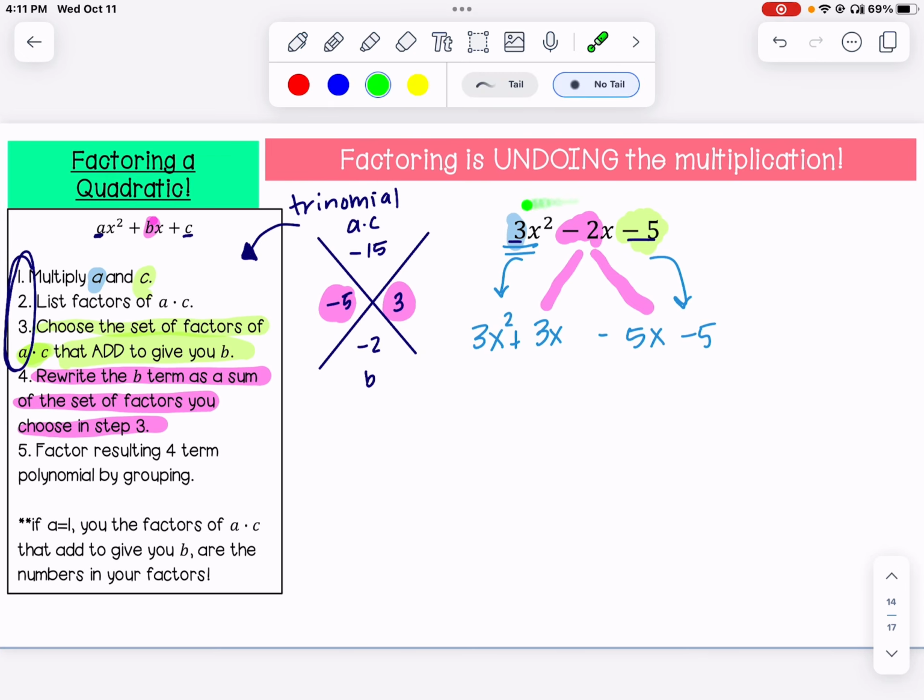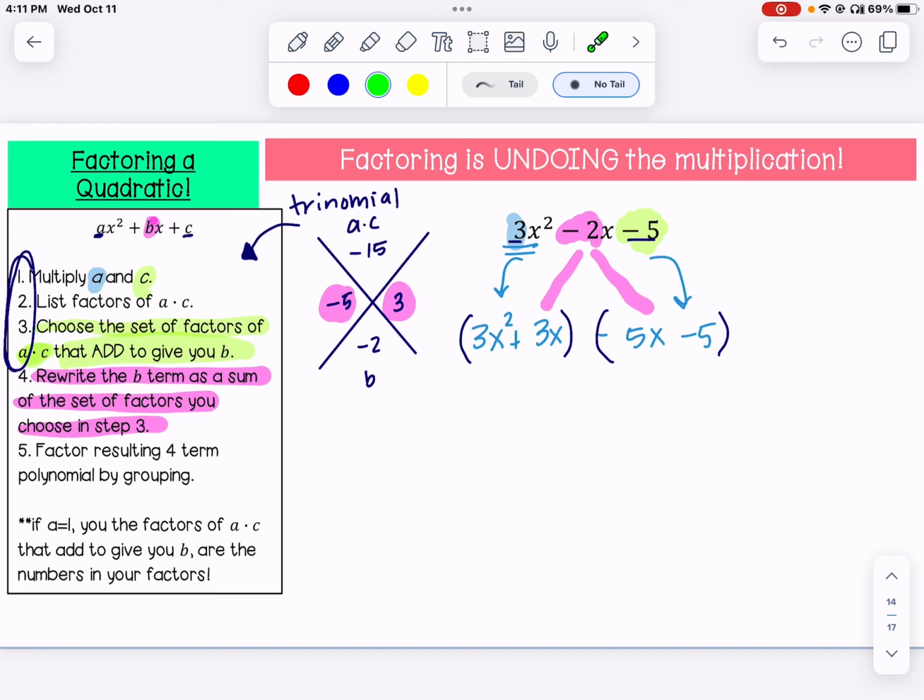And now I have an equivalent expression. All I've done is break the b term up into two different terms, but these are equivalent. If I were to combine these two like terms, I get to the same spot. Now that I've done this, I can do factoring by grouping, which means you put parentheses around your first two terms and around your second two terms, and determine what is common here and factor that out.